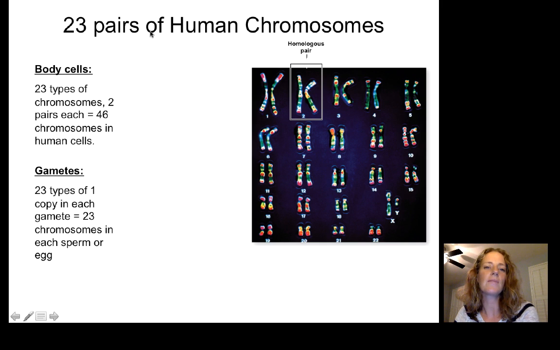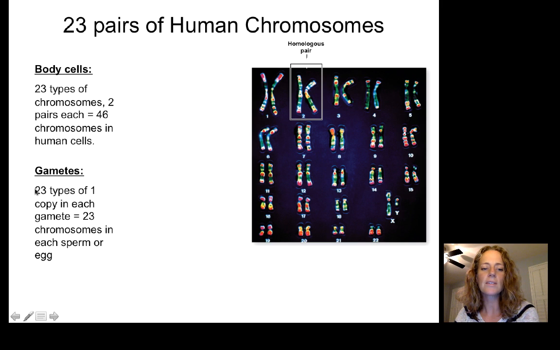So remember that humans have 23 pairs of chromosomes in a normal body cell. So 23 types of chromosomes and 2 copies each. That means in every normal body cell or somatic cells, there are 46 chromosomes in human cells. And here's a picture of those chromosomes after they have been pulled out and stained. You can see that each chromosome has sort of a unique morphology to it. And then we also have the sex chromosomes X and Y. So we number them 1 through 22, X and Y.